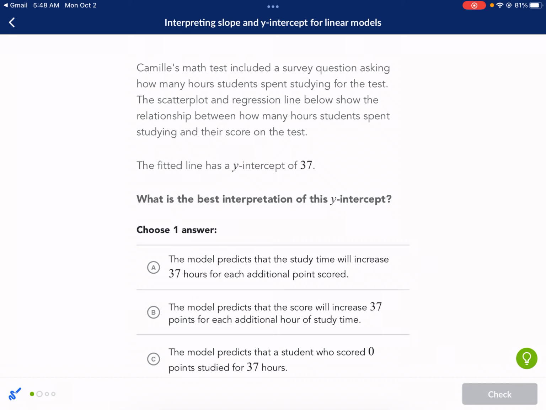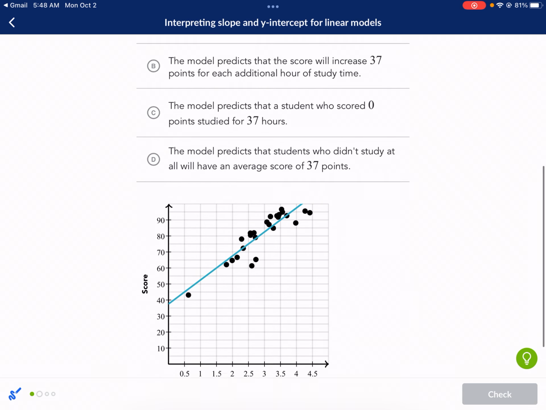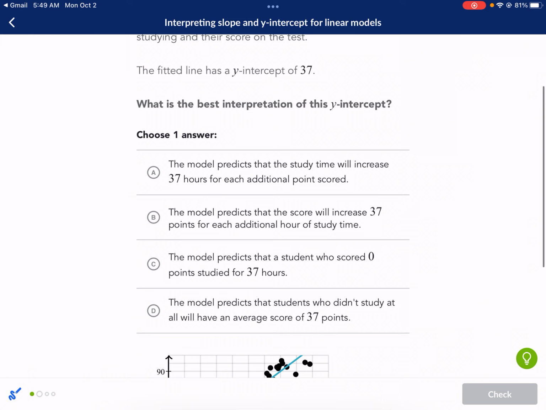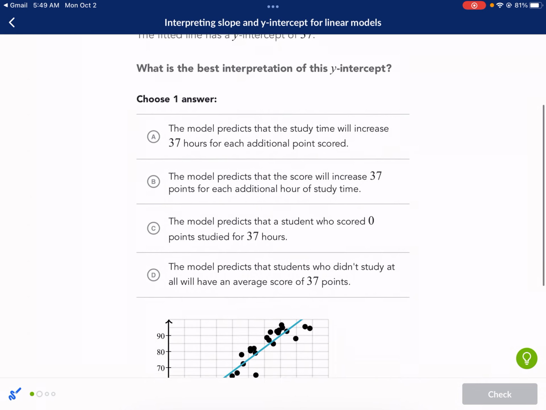Camille's math test included a survey question asking how many hours students spent studying for the test. Okay, so this talks about that. The fitted line has a y-intercept of 37. So we're going to go down here. We can see that it talks about that y-intercept right there. That's 37. This is time spent studying. Very similar problem. The model predicts that the study time will increase 37 hours for each additional point scored.